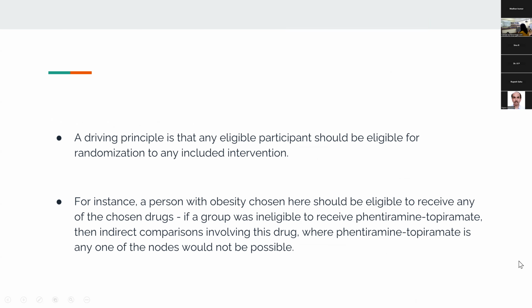So one driving principle before we design a systematic review and network meta-analysis is that all the participants you are taking should be equally eligible to receive any of the interventions. This is the same principle that guides randomized controlled trials also. The reason being, if you had somebody who was not eligible to take semaglutide and you are using that for indirect comparisons on semaglutide, you will have a falsely inflated sample size, but actually that participant group is not eligible for the drug. So you will get an imprecise indirect estimate. For instance, a patient with obesity here should be able to receive anything.